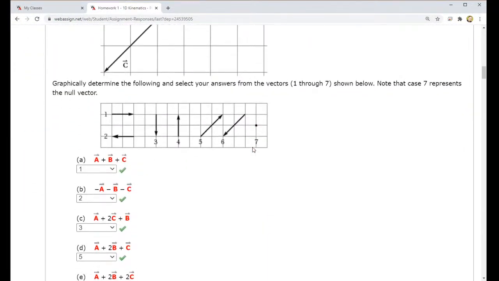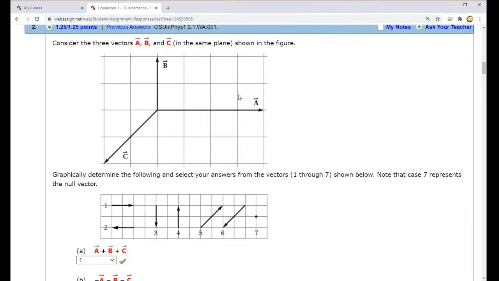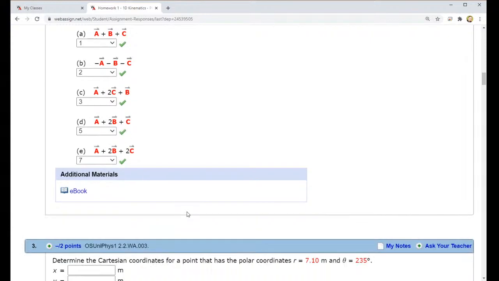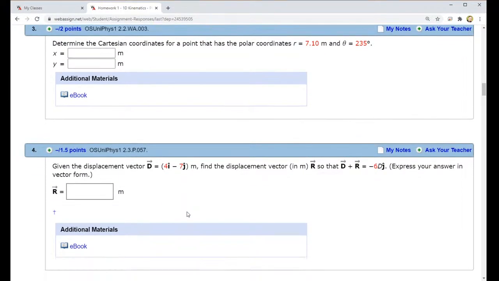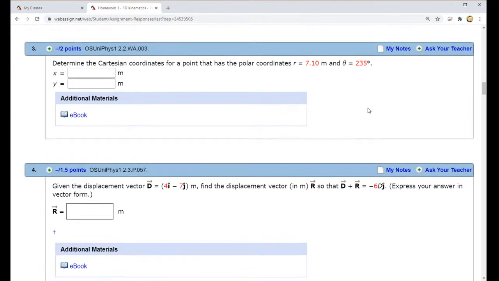Okay, so the problems I want to talk about, I think you guys can get through this. This is asking you to do some vector addition using the tip-to-tail method, the graphical method. You're given three vectors, A, B, and C, and asked to add them or subtract them in different combinations. Just draw a picture, tip to tail, and then connect where you start to where you end, and that's the resultant. That's your answer.